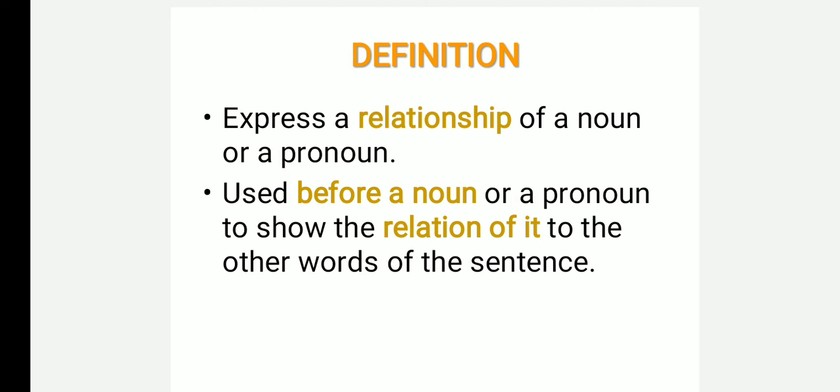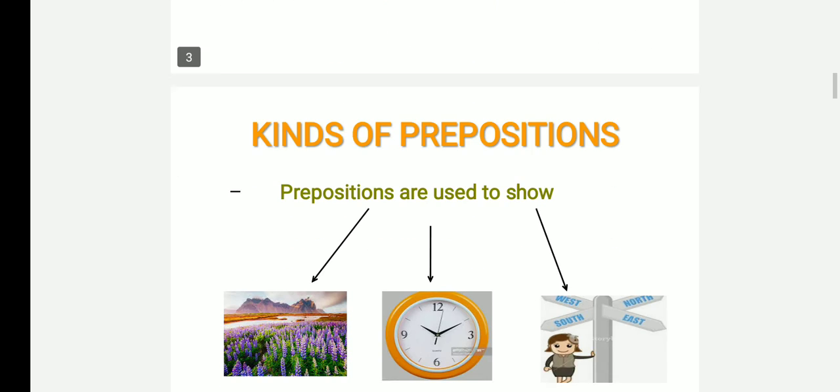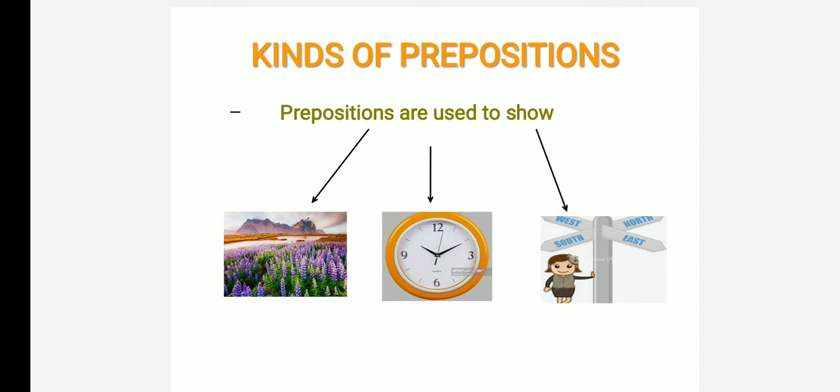There are three kinds of preposition. We all know that. They are simple preposition, compound preposition and phrasal preposition. These are the three major kinds of preposition. But today we are going to learn what the uses of prepositions are. What do we use prepositions for? Only these things we are going to learn.